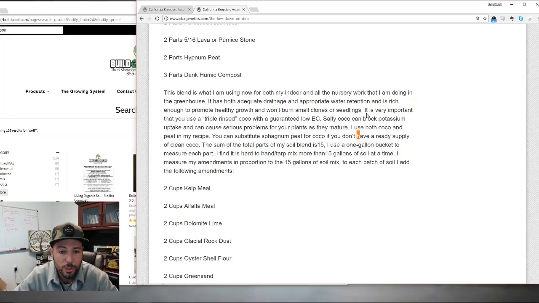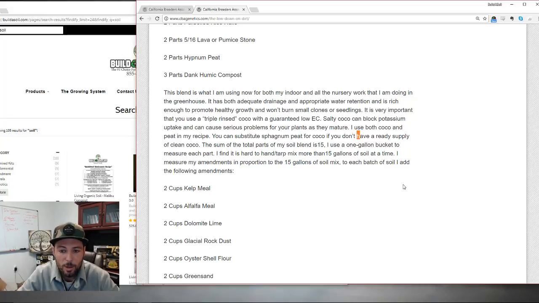It's very important that you use a triple-rinsed coco, part of why I don't use coco, but that's okay. That guarantees a low EC. Salty coco can block potassium uptake and cause serious problems for your plants as they mature. I use both coco and peat in my recipe. BuildASoil doesn't. We use just peat, and now we're using peat moss.